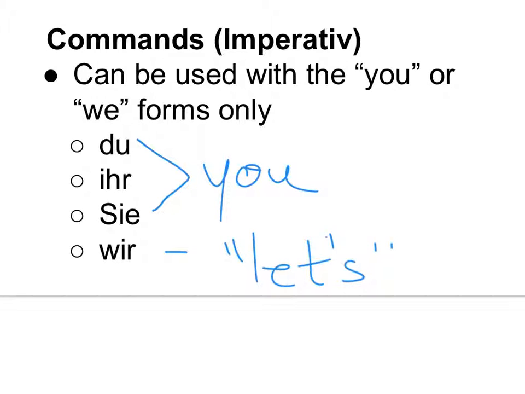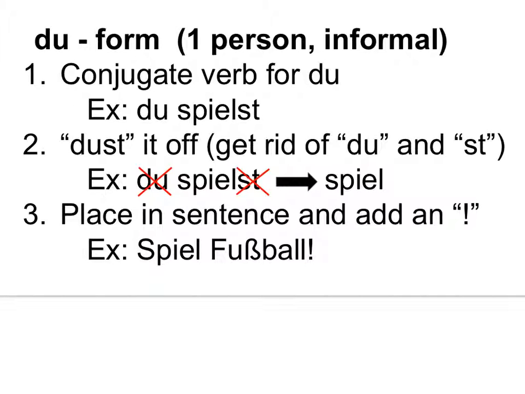Okay, so we're going to walk through step by step how you do each of the different commands, because they're a little bit different. So, start with du. Now, step 1 for these is always the same. Number 1 is you conjugate the verb, just like you normally would. When you conjugate it for du, we're going to just use spielen as our example, because it's a nice, easy verb that you're used to. When you conjugate it, you end up with du spielst.